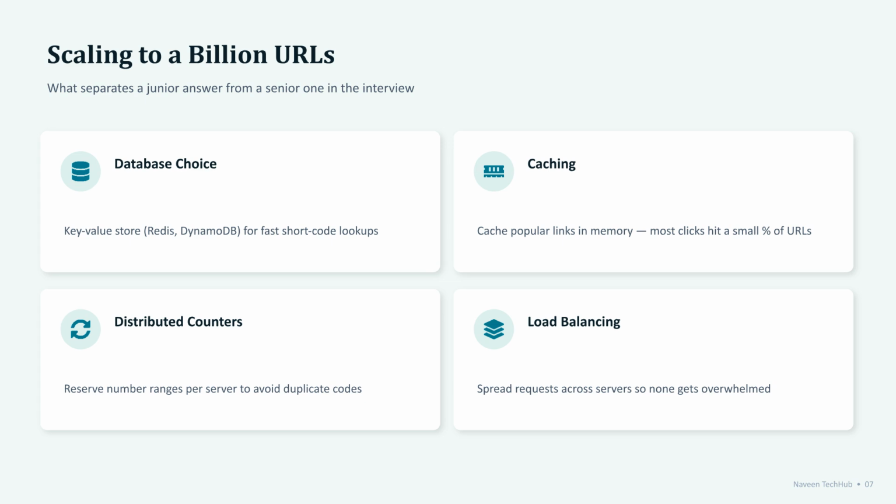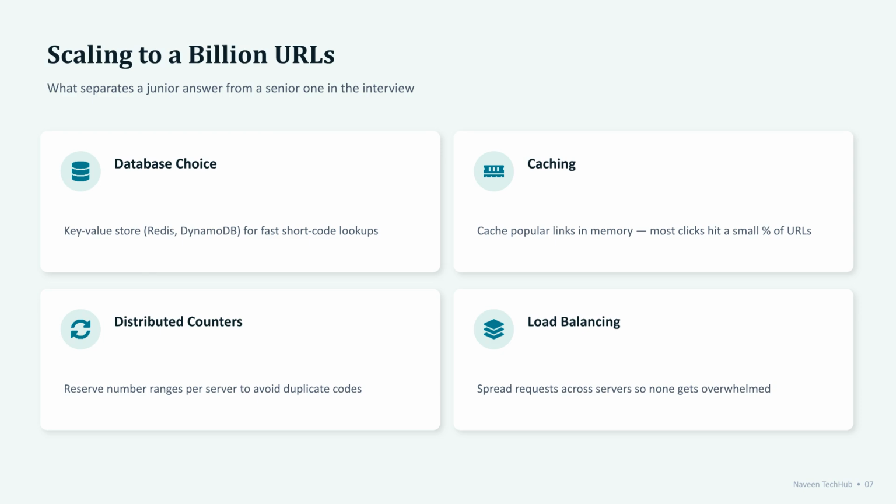Now let's move from beginner code to production-level system design. This is the slide that separates a junior answer from a senior answer. If we want to scale this system to millions or billions of URLs, we need to think about database, caching, distributed counters, and load balancing.